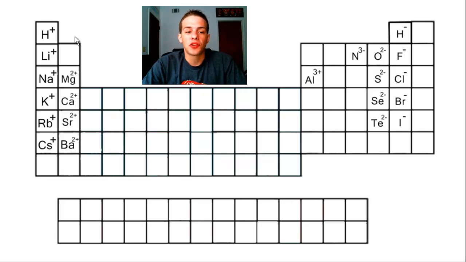Notice that hydrogen can actually lose or gain an electron. When hydrogen loses an electron, we call that a hydrogen ion, or a proton, because remember, hydrogen has 1 proton and 1 electron. When you take away that electron, you're left with just a proton. So an H plus and a proton are the same thing. But hydrogen can also gain an electron to form what's called the hydride anion. Hydrogen's a very interesting element because it can do that.